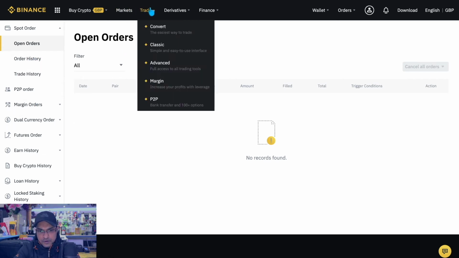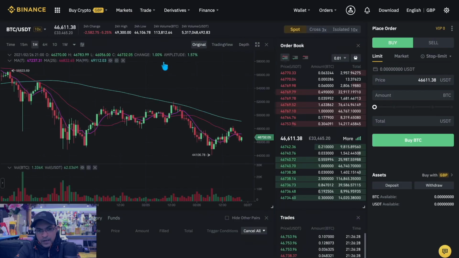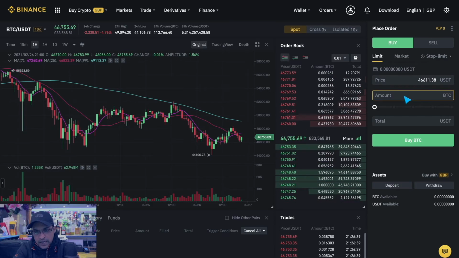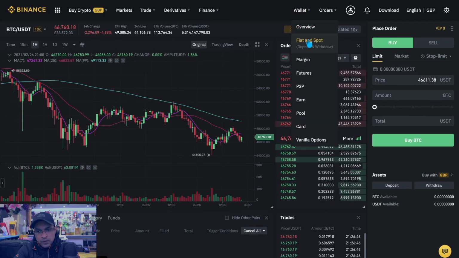So if you go to trade again, and if you use either classic or advanced, it's up to you, and you decide to buy something, your open order will show up here. So your order history will show up here. So for example, if I'm here and I say, I want to buy XYZ amount of BTC, it will show up here. And that's basically what will show up on your spot and fiat and spot wallet.